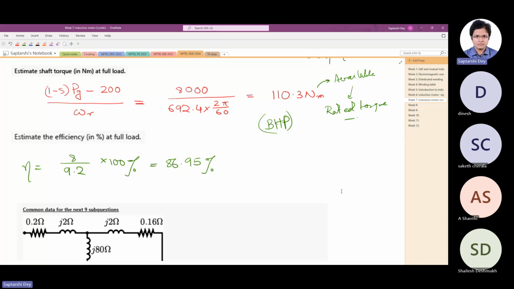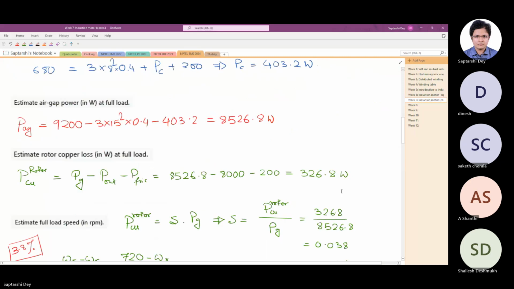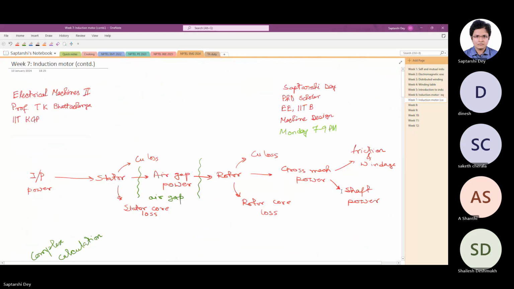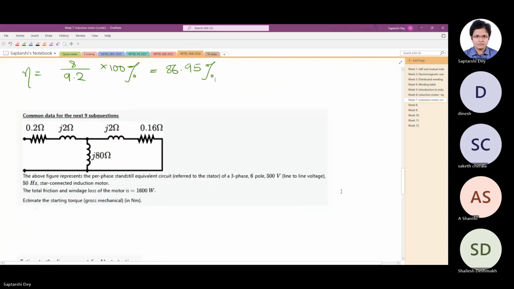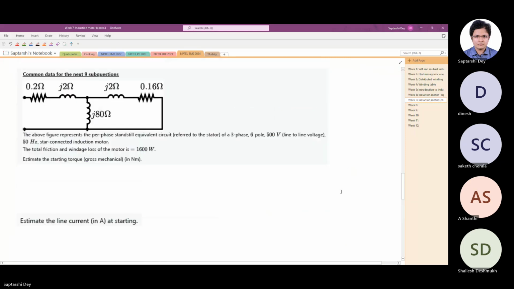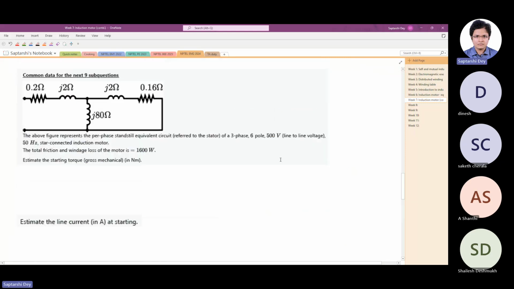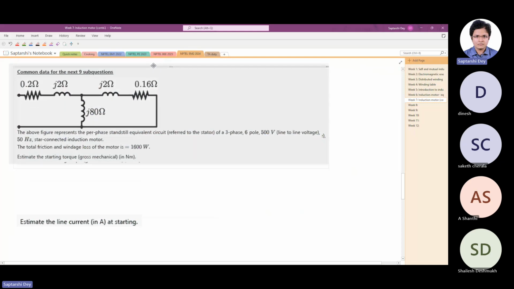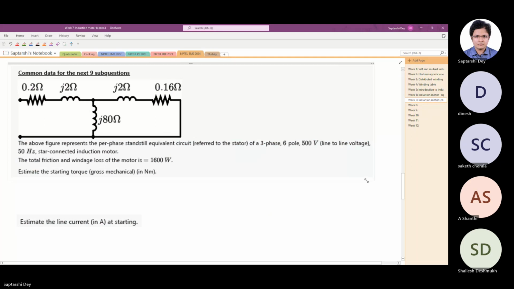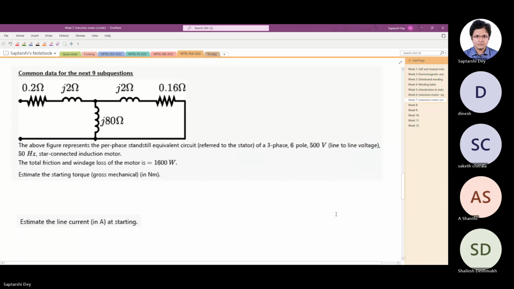Okay, then we'll go to the next question. This is the one. So the equivalent circuit is given. The above figure represents the per phase standstill equivalent circuit.